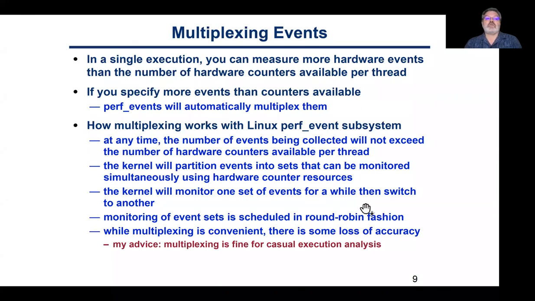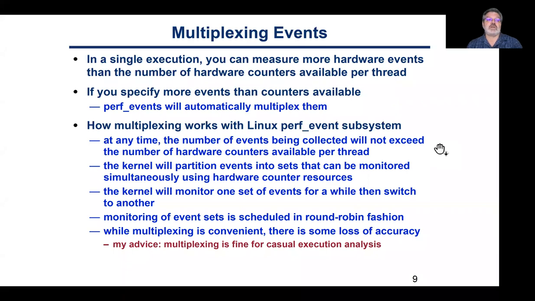So when we are using perf events, it also supports multiplexing. So the situation is that the performance monitoring units in the CPU can support a small fixed number of counters, maybe 3 or 4 counters per hardware thread. And if you start to use more than that, then perf events will automatically multiplex them. And so what that means is that at any particular time, the number of events being collected won't exceed the number of hardware counters that you have available.